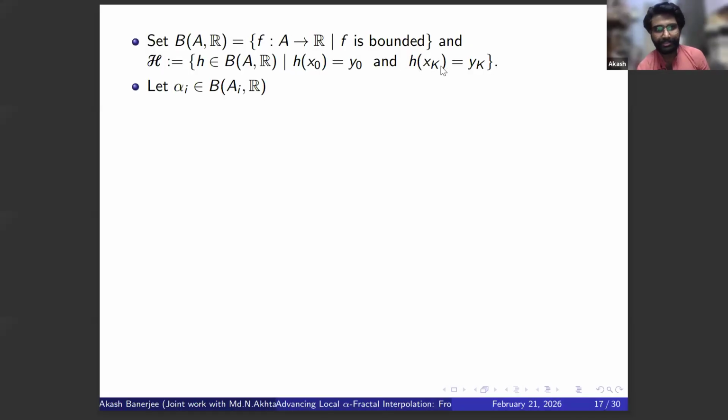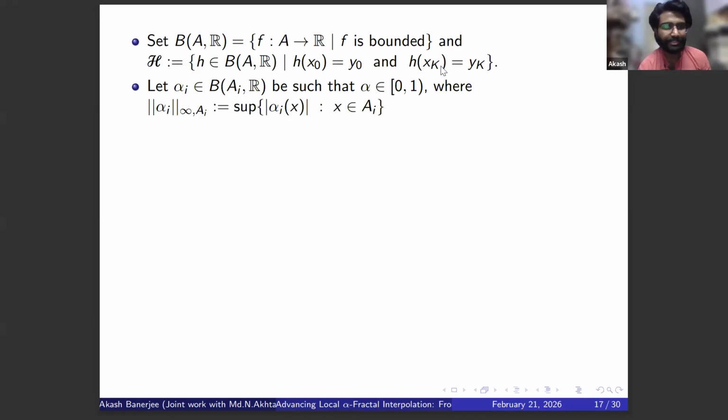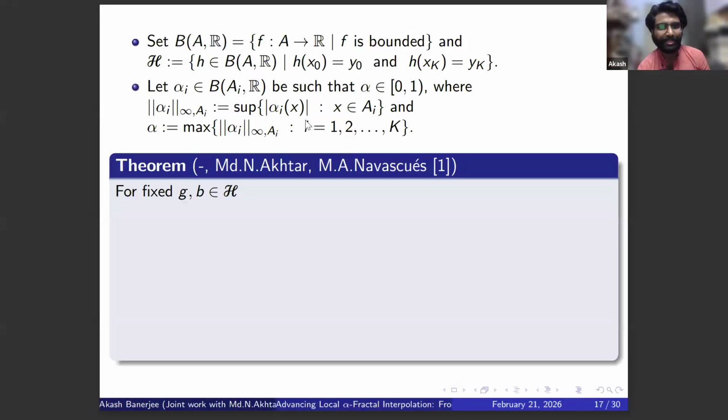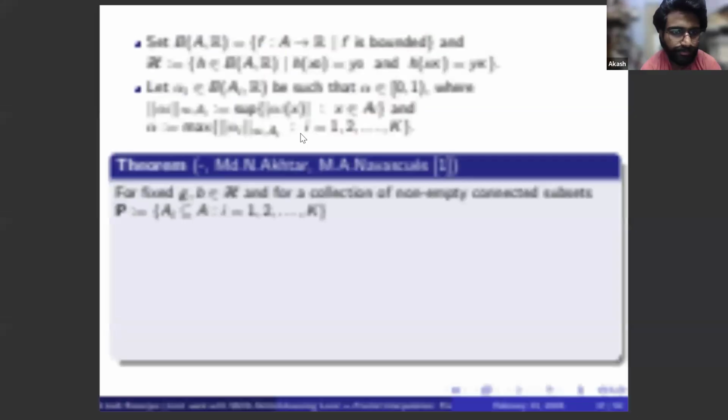Then we have taken alpha. Alpha is not merely constants; they are now bounded functions from A_i to R in such a way that the sup norm of alpha_i is less than 1, between 0 and 1. And we have taken alpha as the maximum of all these sup norms of alpha_i. Then this is the main theorem.